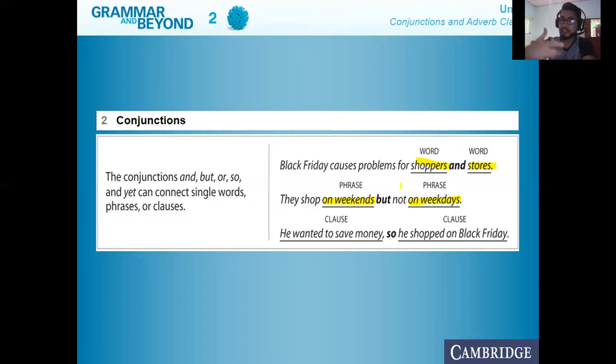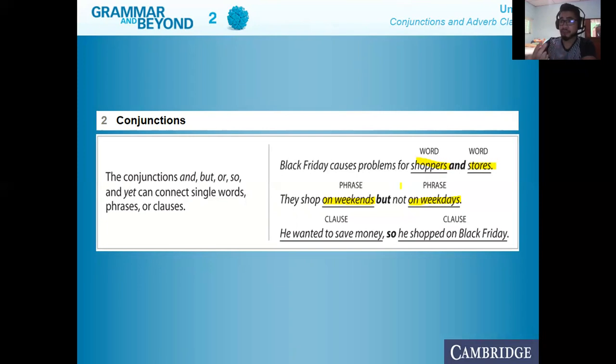Then we have clauses as well that can be joined. If you remember, a clause is, in some cases, a structure that includes a subject and a verb, but alone it may not have a meaning on its own. However, that depends on whether it is a dependent clause or an independent clause.